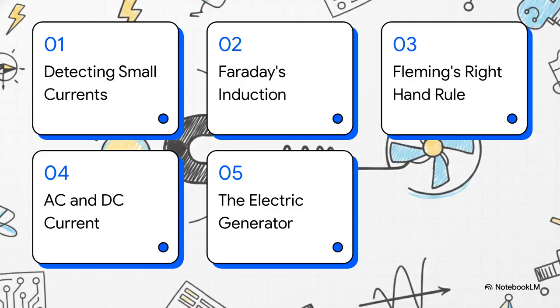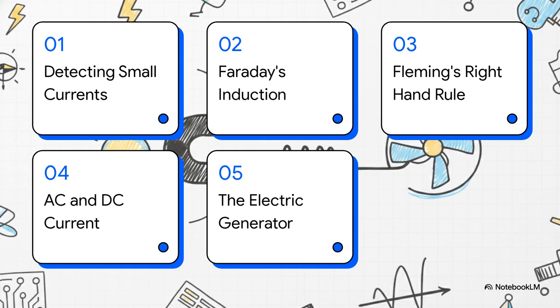Hello, everyone, and welcome to today's Explainer. We've got an exciting session ahead. We'll quickly cover detecting small currents, move on to Faraday's electromagnetic induction, look at Fleming's right-hand rule, compare alternating and direct current, and finally bring it all together with the electric generator.